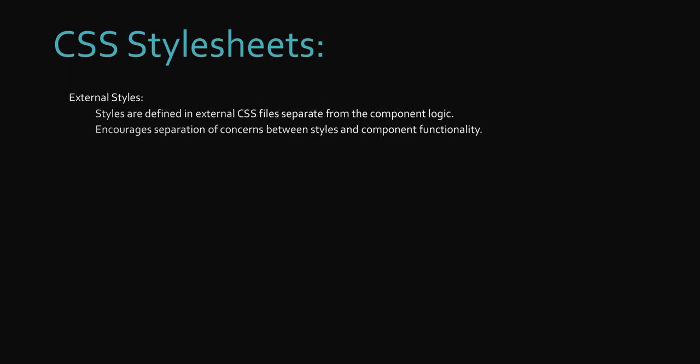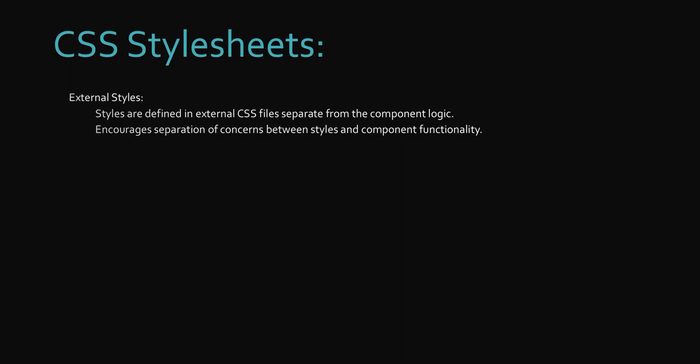Hi, let's discuss how to use style sheets in React.js. So far we talked about how to use inline styles, whereas external style sheets help in managing the global styles. Let's see the advantages of them. External style sheets: styles are defined in an external CSS file and it helps in separating our component logic. So we are trying to separate the CSS definitions from our component logic.